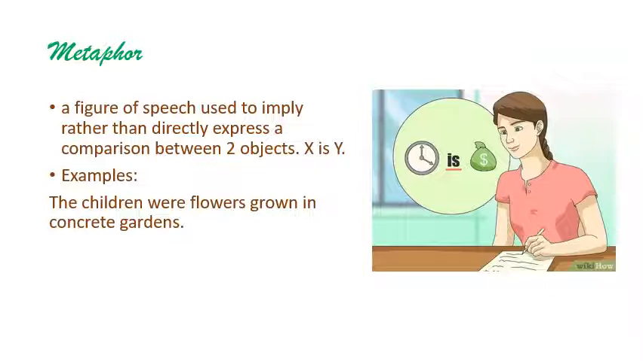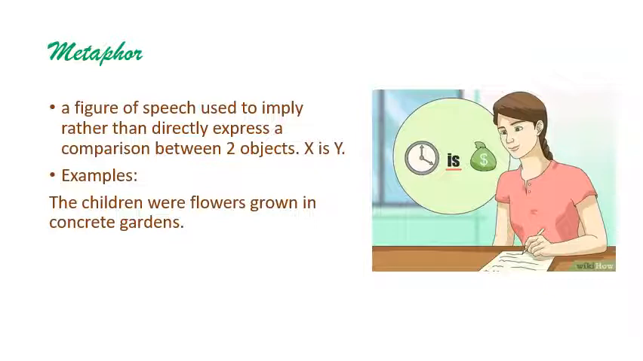Flower, kenapa anak-anak ini dibandingkan dengan flowers? Anak-anak adalah bunga yang tumbuh di taman beton. Okay, why flowers? Flowers identical with something beautiful, something that makes people happy to see. Tetapi grown in concrete gardens.